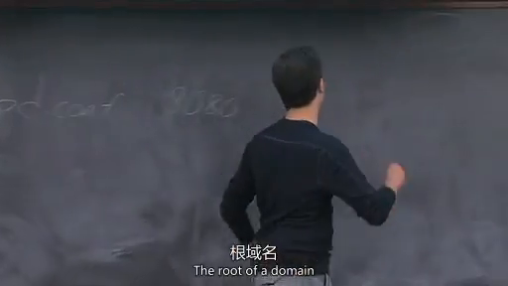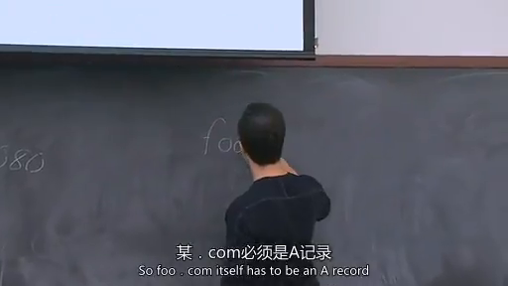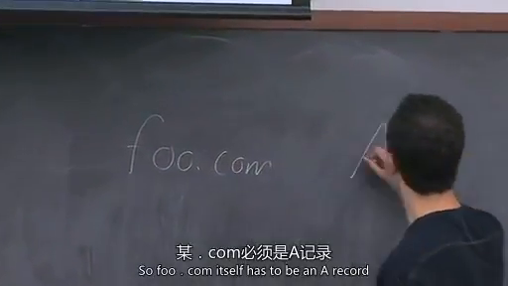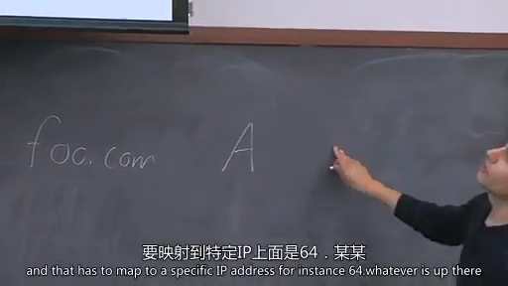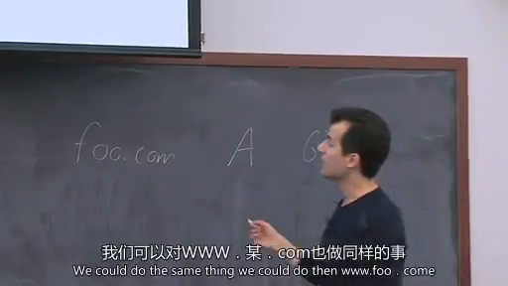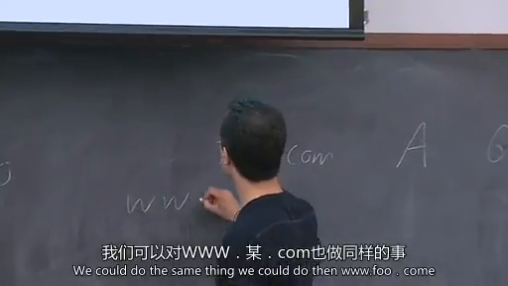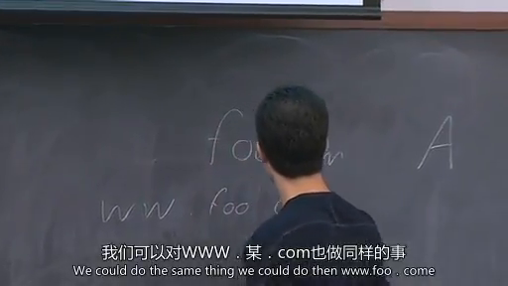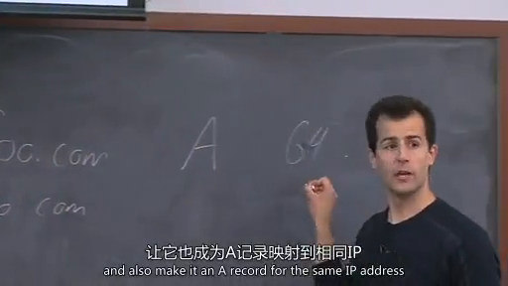The root of a domain, so foo.com itself, has to be an A record, and that has to map to a specific IP address, for instance, 64. Whatever is up there. We could do the same thing. We could then do www.foo.com and also make it an A record for the same IP address.